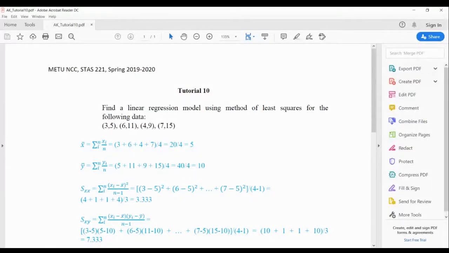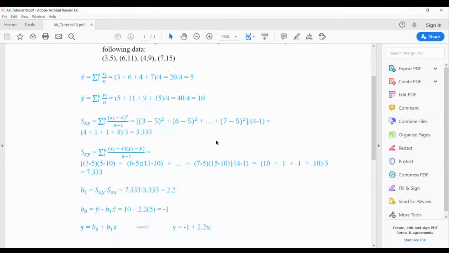Hello everyone, I'm Dr. Mehraei, and today we are going to solve a question about linear regression. Find a linear regression model using the method of least squares for the following data. So we have 4 points, and for those 4 points we are trying to find a linear regression model.